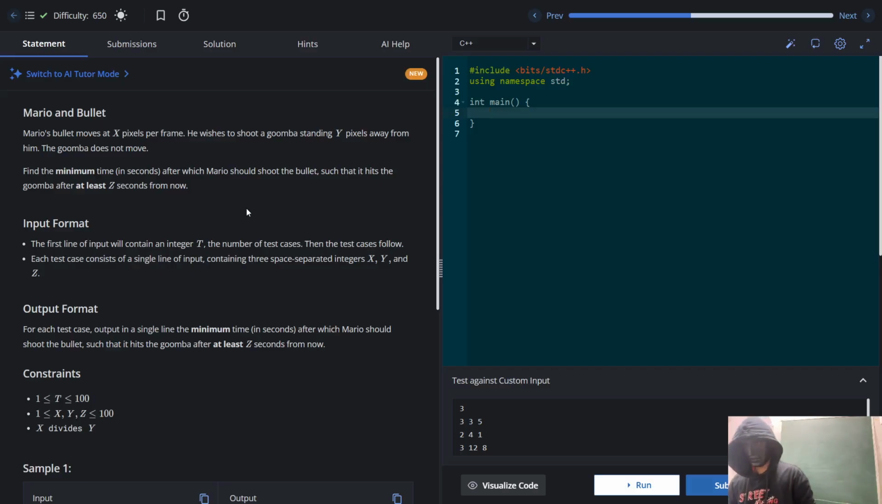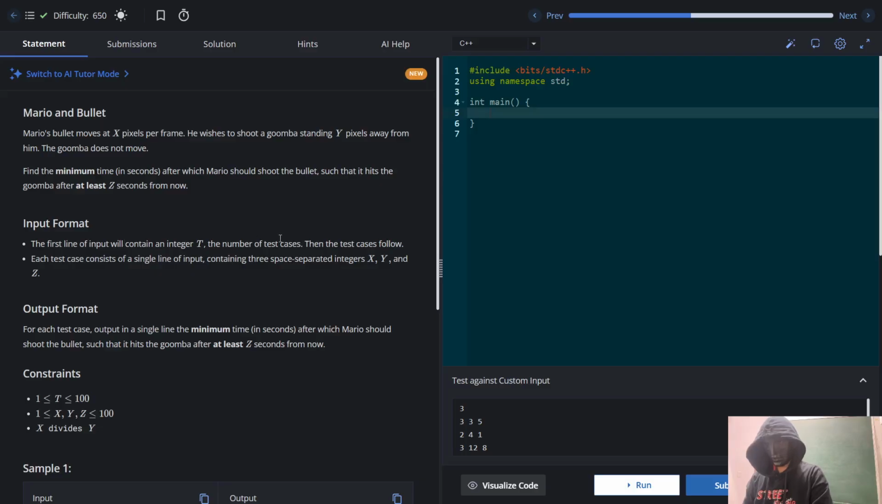So in this video, I'll be explaining a 40-second problem and its name is Mario and Bullet. The problem says Mario's bullet moves at x pixels per second, per frame. He wishes to shoot a Goomba standing y pixels away from him. The Goomba does not move. Find the minimum time in seconds after which Mario should shoot the bullet such that it hits the Goomba after at least z seconds from now. I'll explain what it is saying on the board.